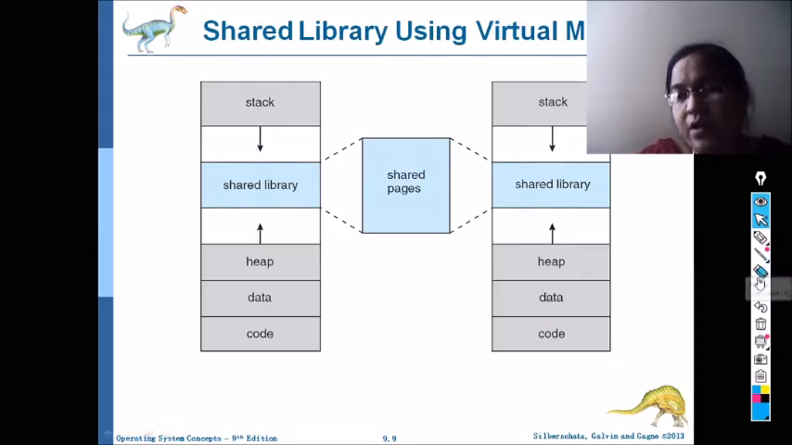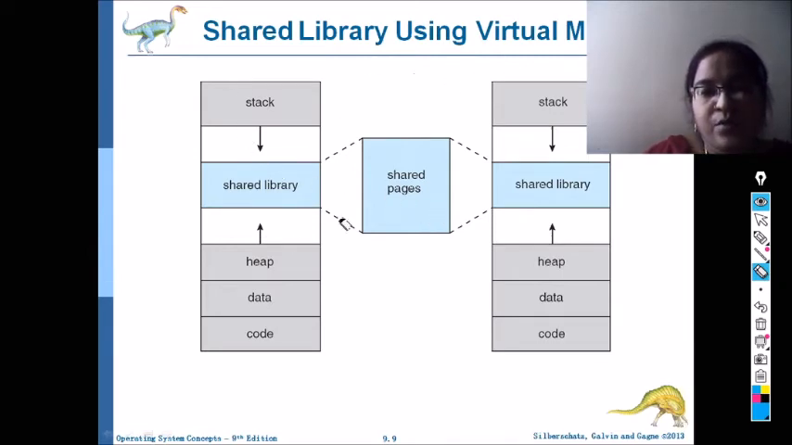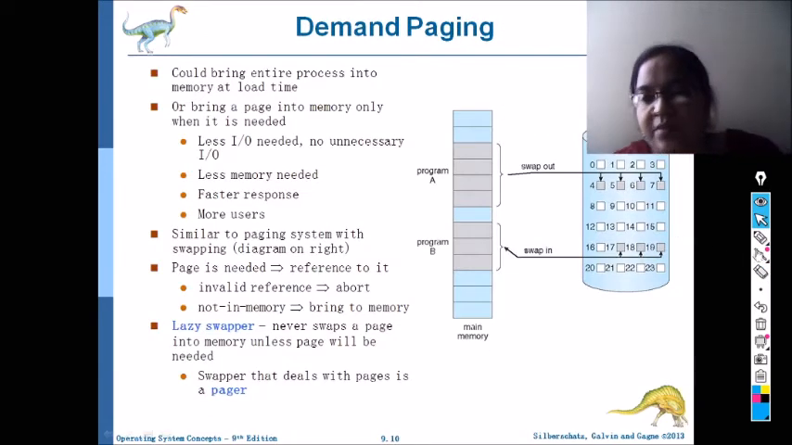Now here you can just visualize, you have a stack. You may have a shared library. You may have shared pages which are shared between the two processes. You have a heap, a data section and a code section for one process, and a separate heap, data and code section for another process, and the stack. You can share the pages which are common between the two processes. Like this, you are getting better utilization of memory.